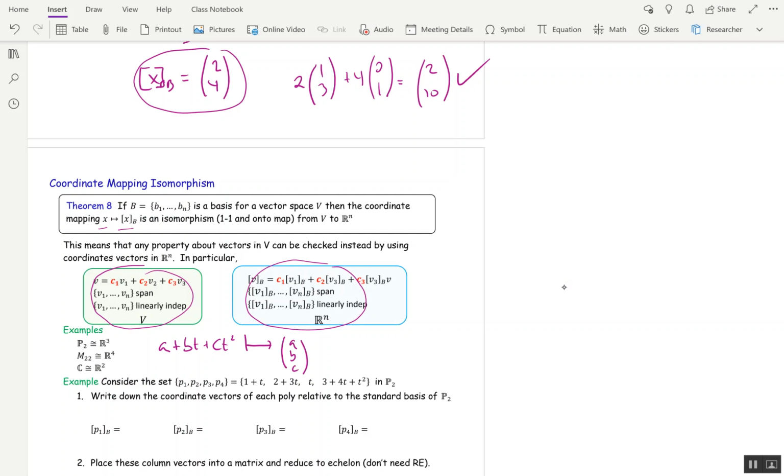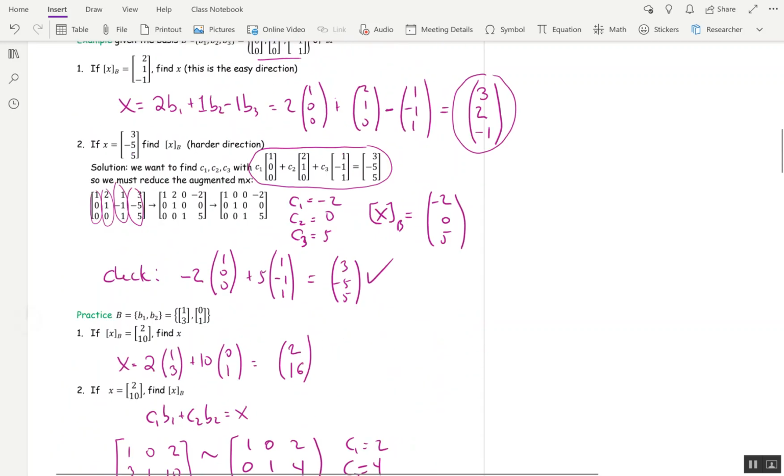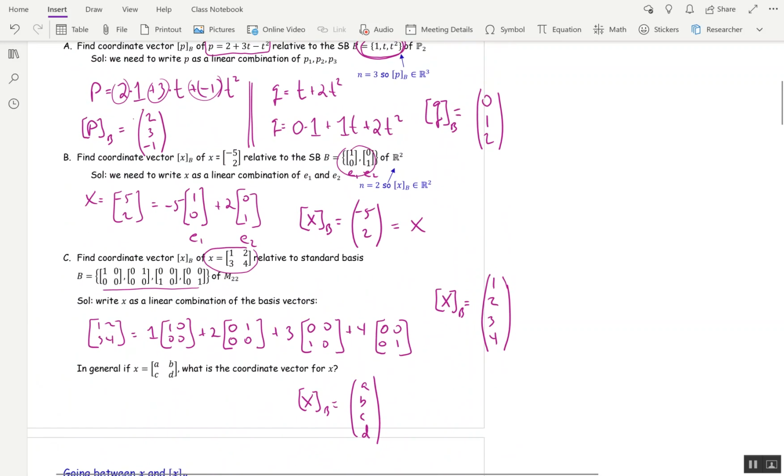M22 is isomorphic to R4, and the mapping is similar to this example we did, example C, where we can take any matrix and find its coordinate vector, and that lives in R4.